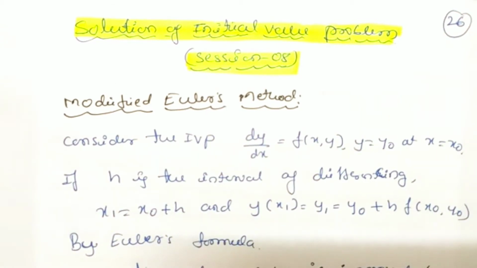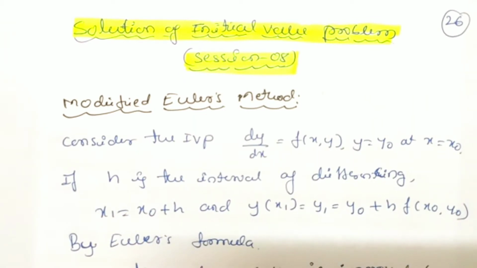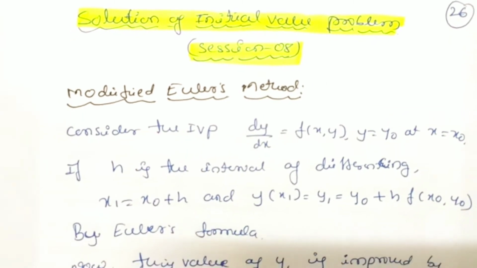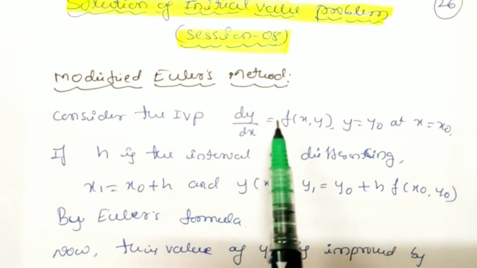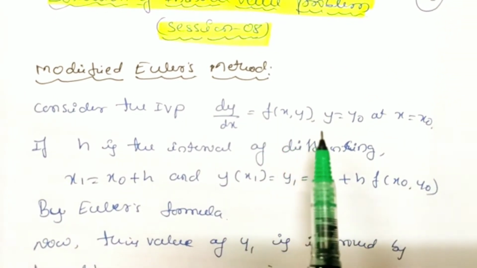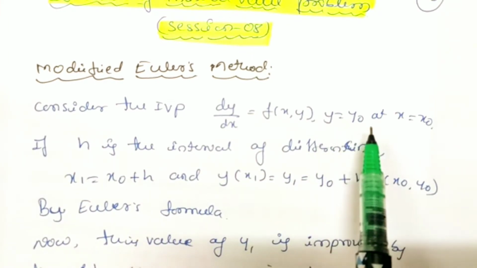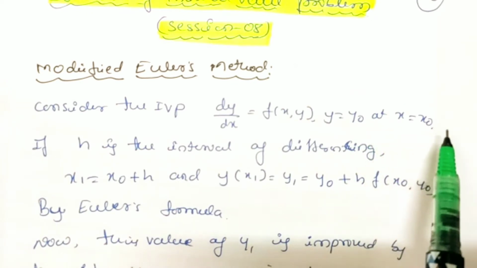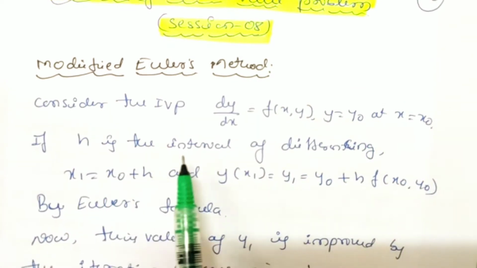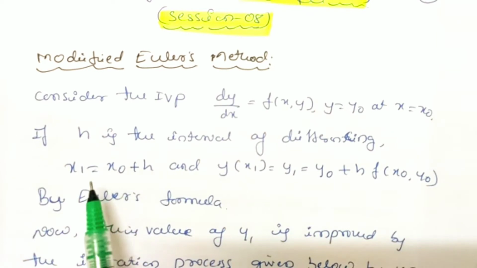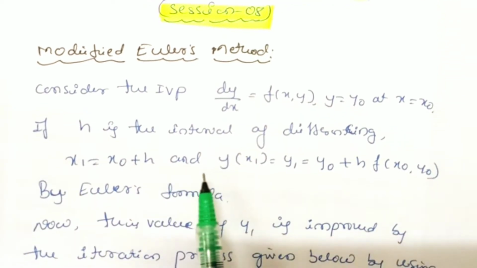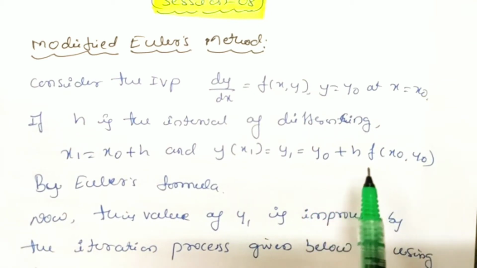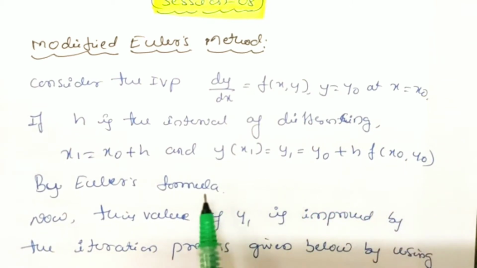Myself Dr. Hemavati. In this session we are going to study the modified Euler's method. That is, consider the initial value problem dy by dx is equal to f of x, y, with initial conditions y is equal to y naught at x equal to x naught. If h is the interval of differencing, then we know x1 is x naught plus h, and y at x1 is y1, and it is equal to y0 plus h into f of x0, y0. This is by Euler's formula.